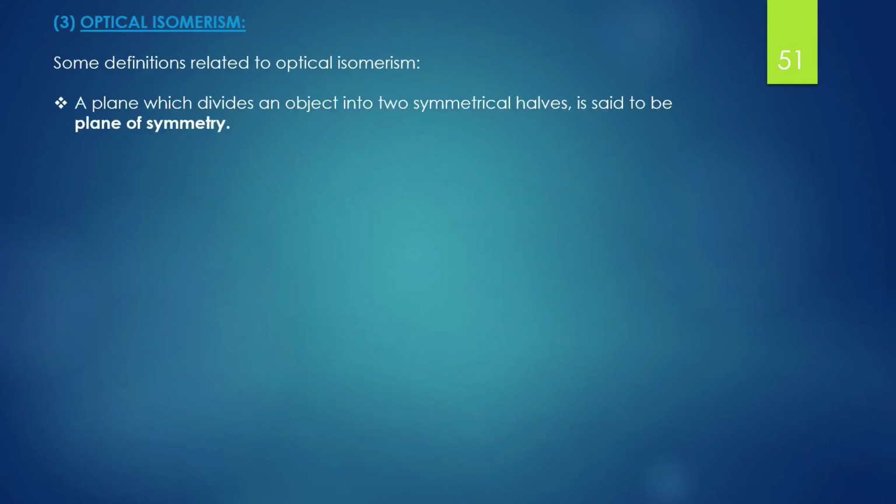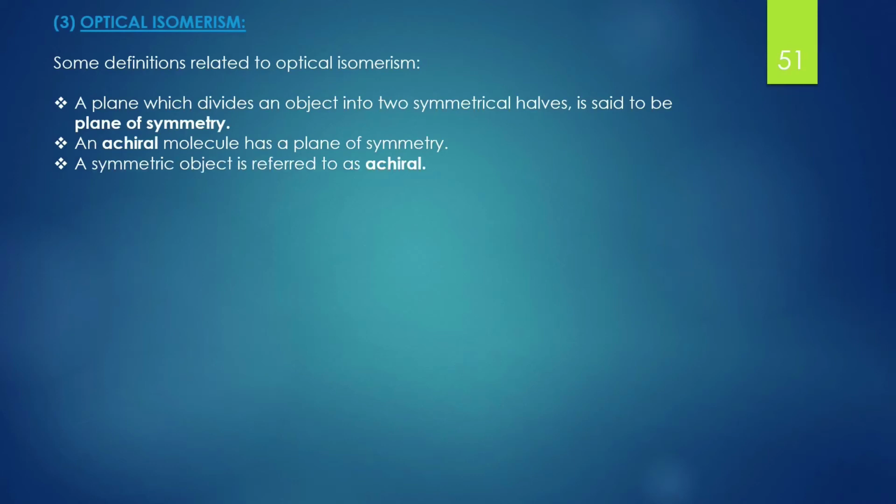Let us discuss the third type of isomerism, which is optical isomerism. In order to have a detailed discussion about this type of isomerism, let us clear some of the definitions. A plane of symmetry is a plane which divides an object into two symmetrical halves. An achiral molecule has a plane of symmetry.